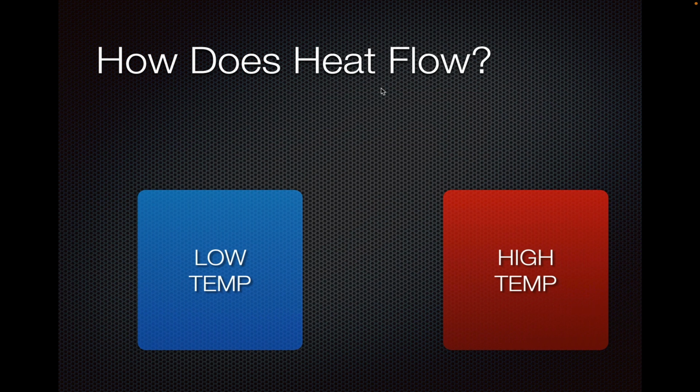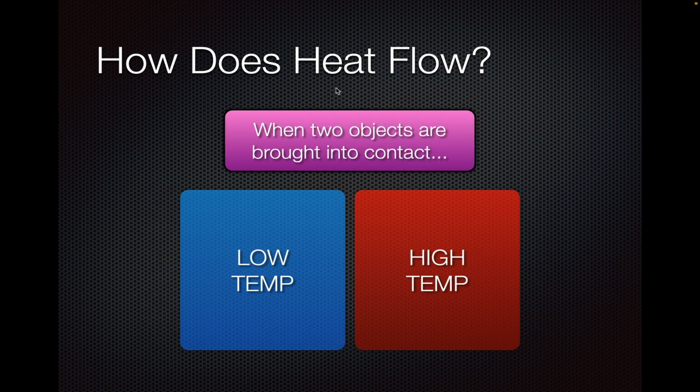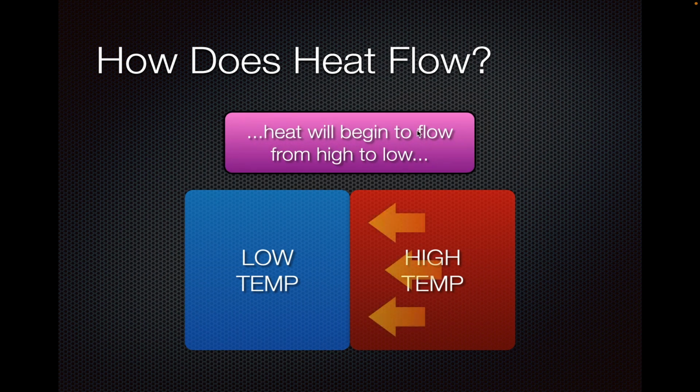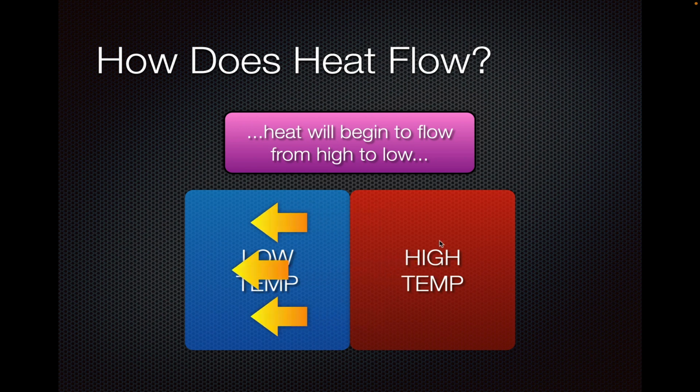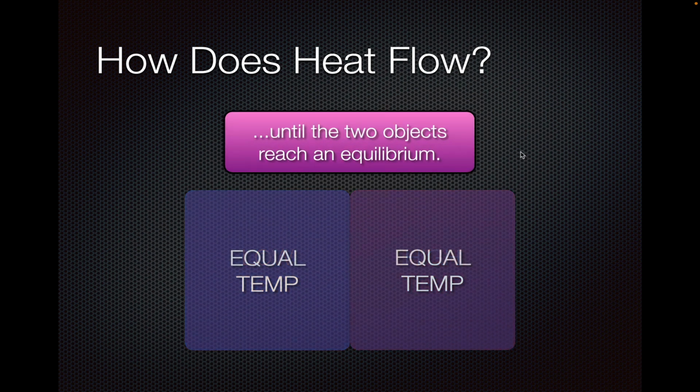So then how does heat flow? Now that we know about energy change, what happens? Well, when two objects come together, heat always flows from high temp to low temp. So we see this flowing of heat energy from high to low. Heat always moves from high to low all the time. It's going to continue to happen until they have equal temperatures, which we call equilibrium. So they're the same temperature, okay?